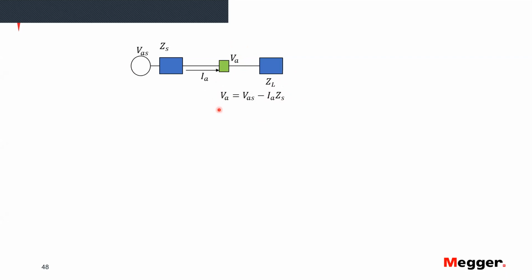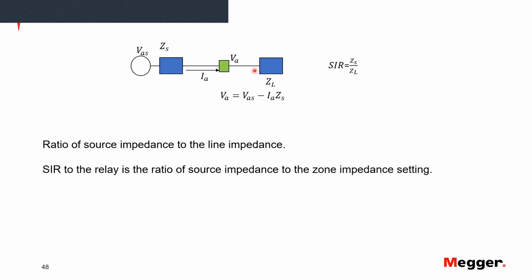That has a profound impact on impedance relays, because if the voltage at the relay drops too much, then there may not be a lot left for the relay to perform its operations properly. Remember that it has to use the voltage to calculate the impedance that we are measuring. So the source impedance ratio is nothing but the ratio of the source impedance divided by the line impedance, the line that we are protecting. To the relay, it is the ratio of the source impedance to the zone impedance setting. So we can have different SIRs for different zones.